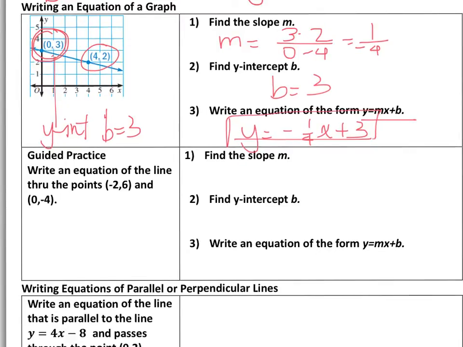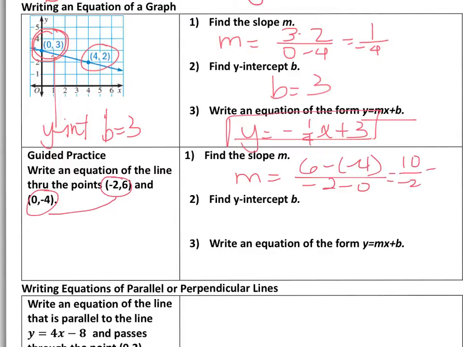Okay, let's practice. I give you 2 points. I could have given you a graph with the 2 points. It doesn't matter. You can still find the slope. 6 minus -4 and -2 minus 0. So that's 10 over -2, and then that equals -5.